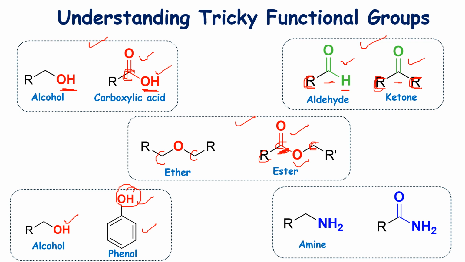Similar to the confusion between ether and ester, these two functional groups can also be quite tricky. An NH2 group is an amine. However, if the NH2 group is next to the carbonyl carbon, it forms an amide. So while an amine consists solely of an amino group, an amide contains both NH2 and a carbonyl group.